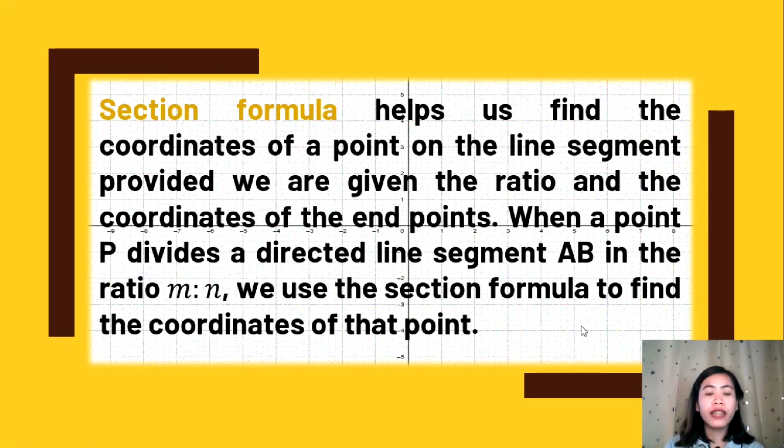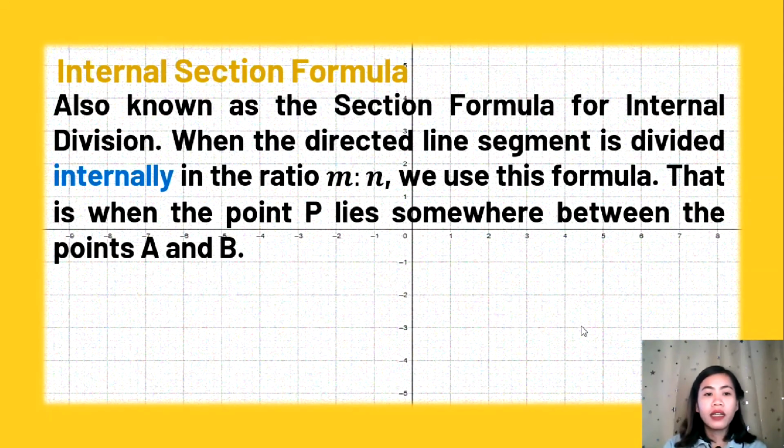Next, section formula. It helps us to find the coordinates of a point on the line segment provided we are given the ratio and the coordinates of the endpoints. When a point P divides a directed line segment AB in the ratio m is to n, we use the section formula to find the coordinates of that point. We have internal section formula. It is also known as the section formula for internal division. When the directed line segment is divided internally in the ratio m is to n, we use this formula. That is when the point P lies somewhere between the points A and B.